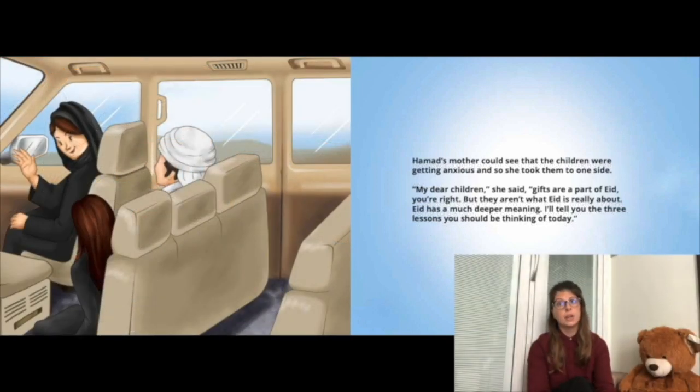Hamed's mother could see that the children were getting anxious, and so she took them to one side. My dear children, she said, gifts are a part of Eid. You're right. But they aren't what Eid is really about. Eid has a much deeper meaning. I'll tell you the 3 lessons you should be thinking of today.